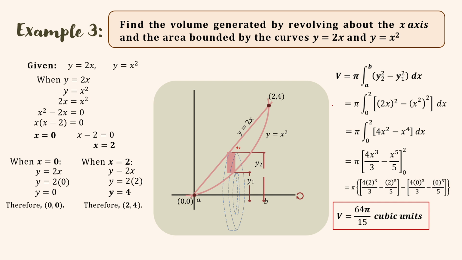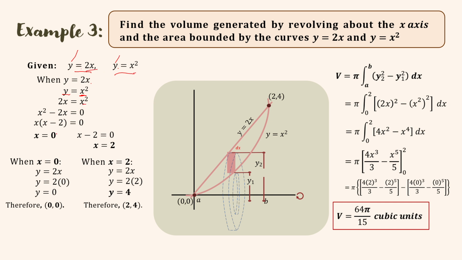The first thing that we need to do is find the points of intersection. Given y equals 2x and y equals x squared, by comparison, 2x equals x squared.